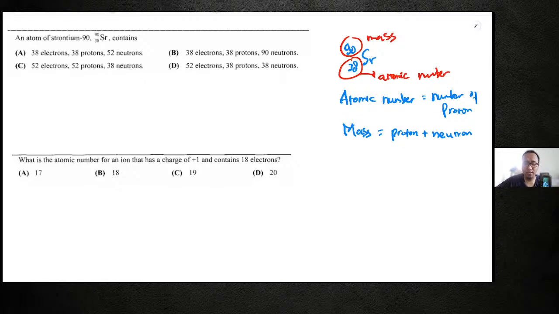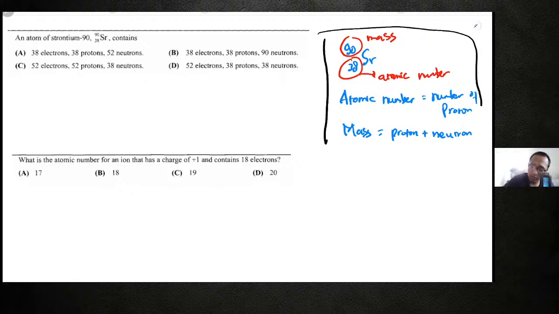Mass number. Remember, the top position is the mass number, and the bottom position is the atomic number. Using this concept, we can understand and solve this problem very easily. How to do it? We can just apply this concept. Keep in mind this concept very well.